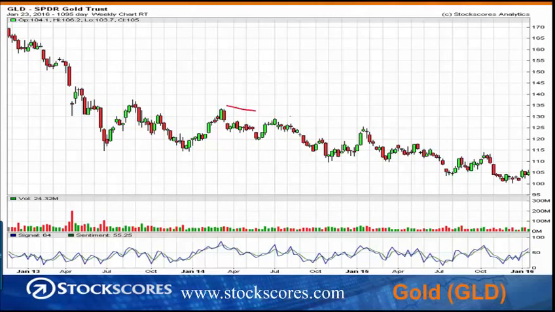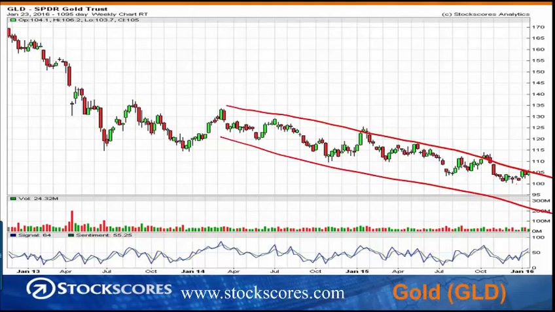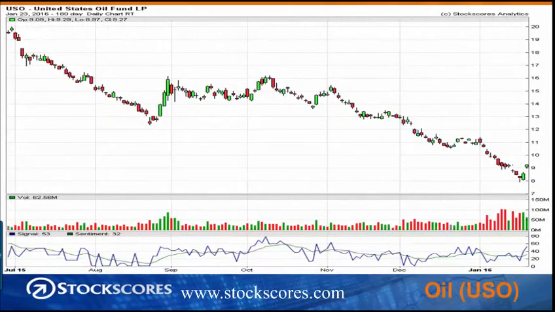Gold in that long-term downward trend. Short-term, it had a little bit of life this week, but the long-term trend is still bearish. I would call it neutral on the very short term because it's been showing a little bit of life over the last 2 or 3 weeks.